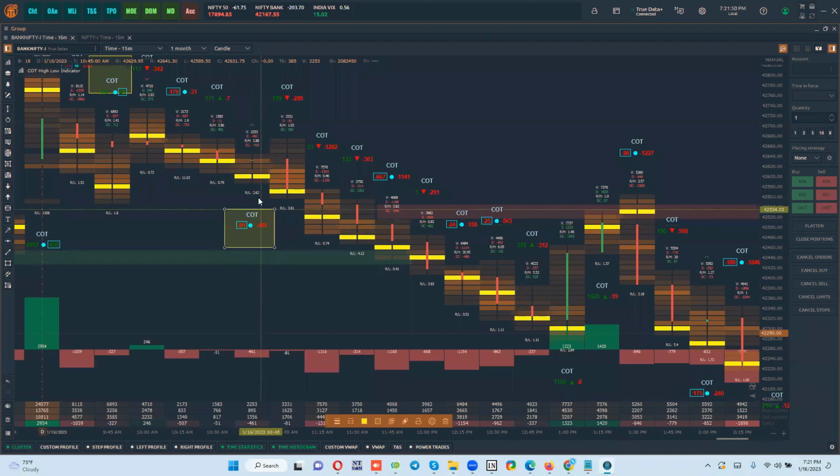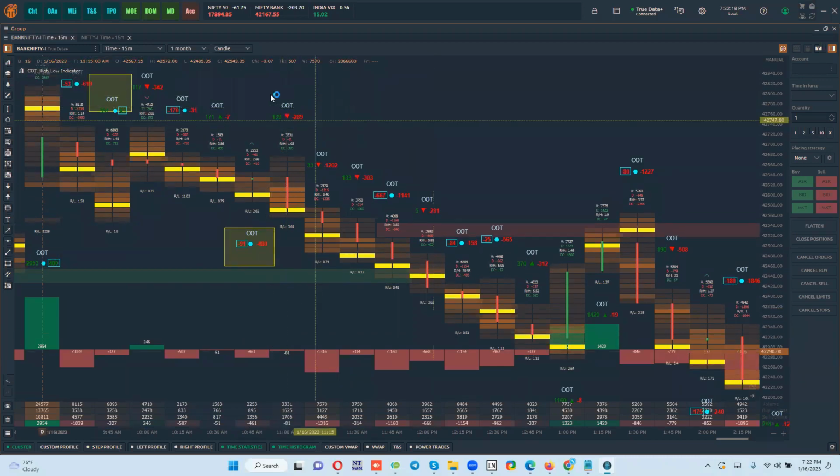Which is an indication that somebody sold heavily in this particular candle, but the market closed higher. Even then, if you look at both the values of COT high and COT low, both were in negative. So there is a possibility that there are a lot of trapped sellers out here. This is where you can identify the value of trapped buyers and trapped sellers.